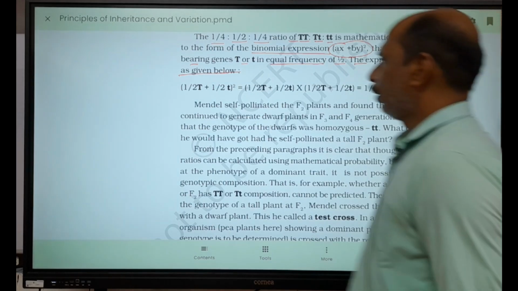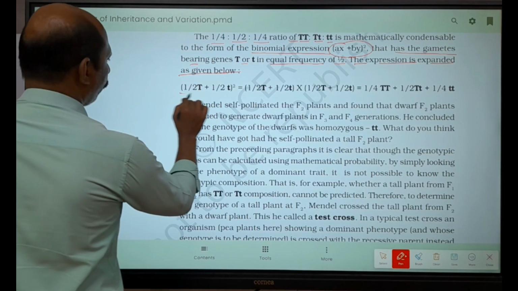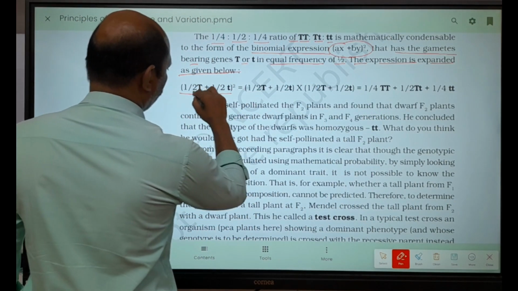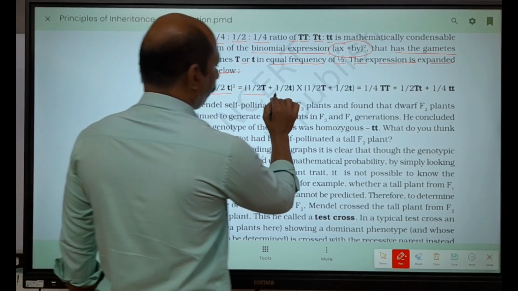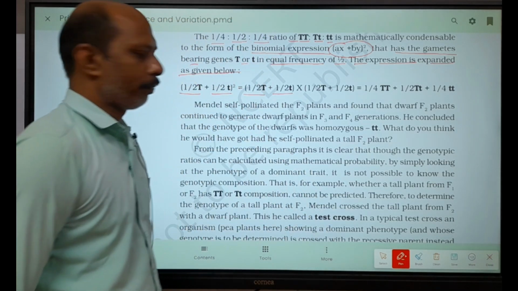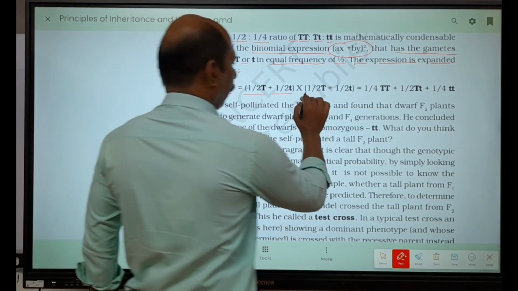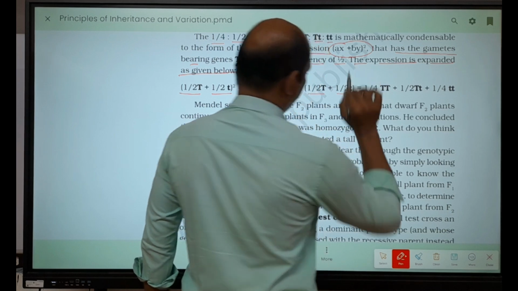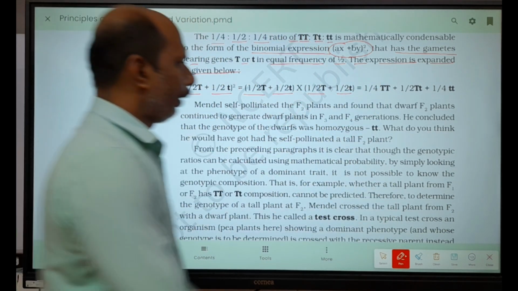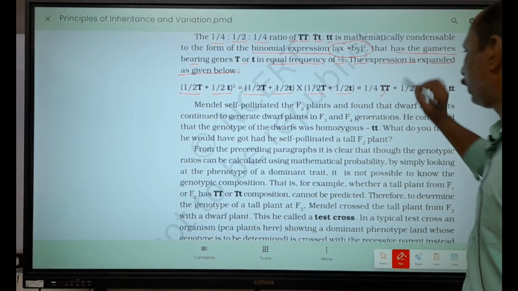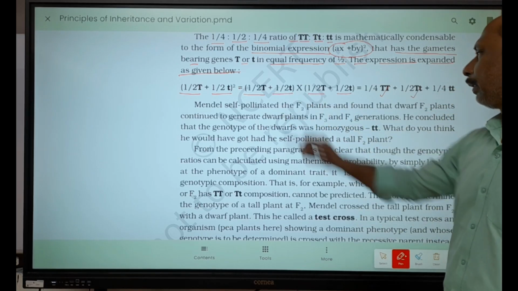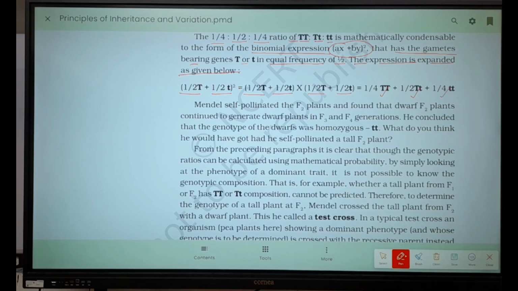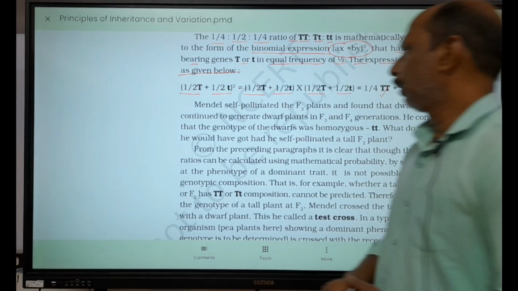What expression here? (1/2 T + 1/2 t) whole square is equal to 1/2 T + 1/2 t, right? That one multiplied by 1/2 T and 1/2 t, and we get 1/4 capital T capital T, 1/2 capital T small t when you expand this one, right? And 1/4 small t small t. That is the mathematical expression.